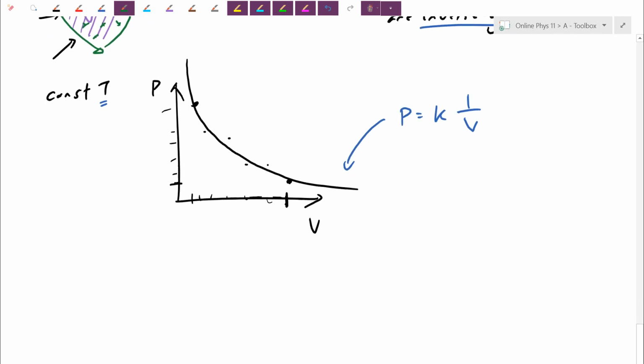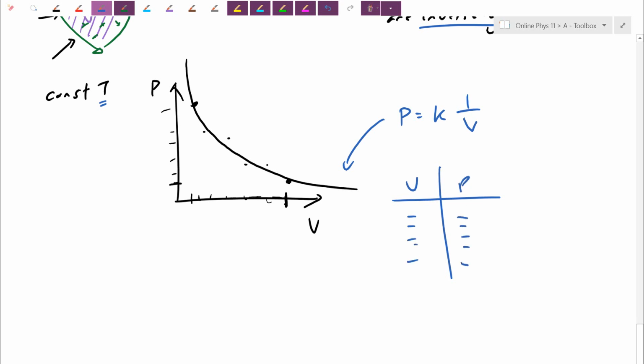So imagine having a set of data. You have a bunch of volume readings and a bunch of pressure readings, and that's what's giving you this graph. Some of them are still high, some of them are still low, but it's giving you a best fit curve. What I want to do is see if I can somehow manipulate the way I'm plotting the data so I actually get a straight line. What I'm introducing here is a notion called linearizing the graph.